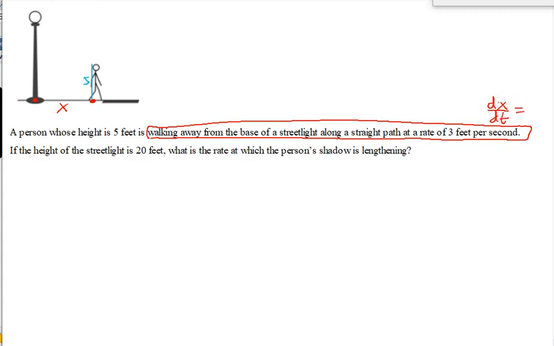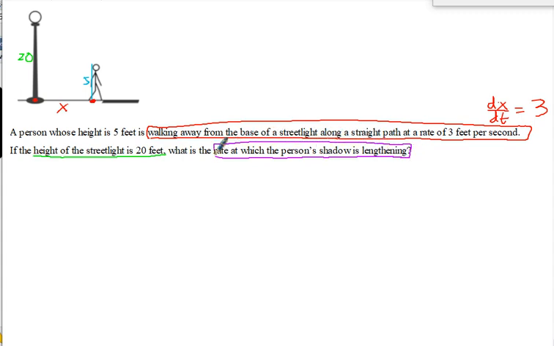And since x is getting larger here, because he's walking away from the base of the streetlight, it would be a positive 3. Versus if he was walking towards the streetlight, it would be a negative 3. And then it says the height of the streetlight is 20 feet. So that's another constant in our problem. From there to there, that's 20. And we're asked to find what is the rate at which the person's shadow is lengthening.